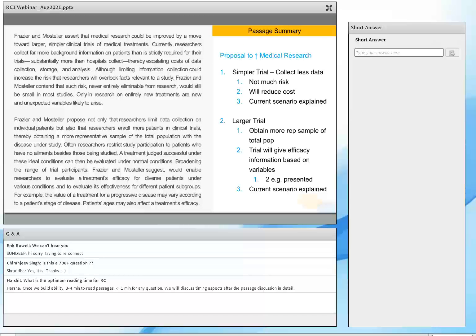Oops, the passage summary, right, sorry. So we know that the passage starts with FNM's proposal, and the first part of the passage talks about making the clinical trials simpler. Collect less data, don't collect so much data, that's the thing. And then in the second paragraph, we are talking about enrolling more patients, which connects to the larger part of their suggestion. And then he definitely presents the plus points of enrolling more people.